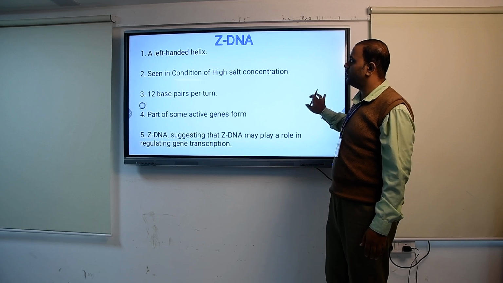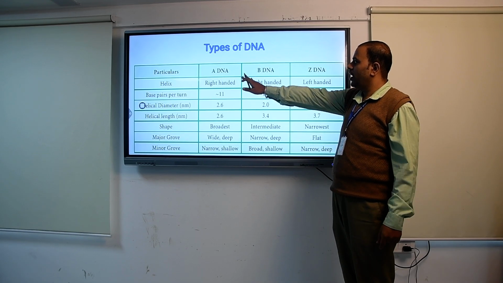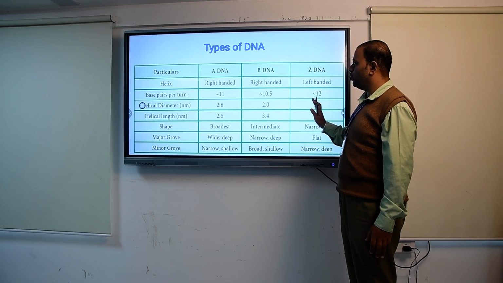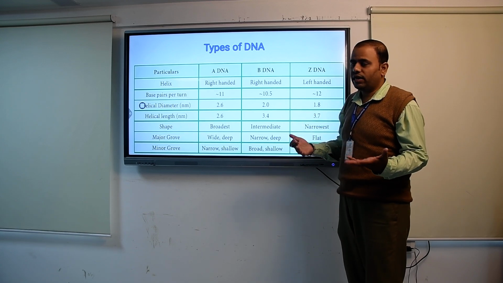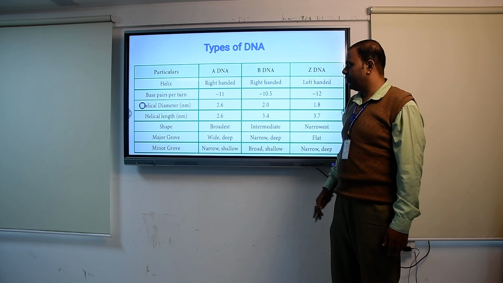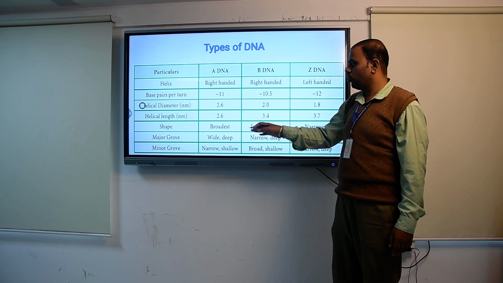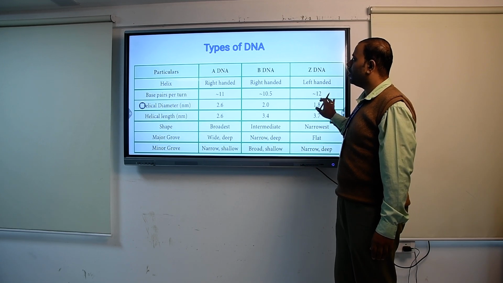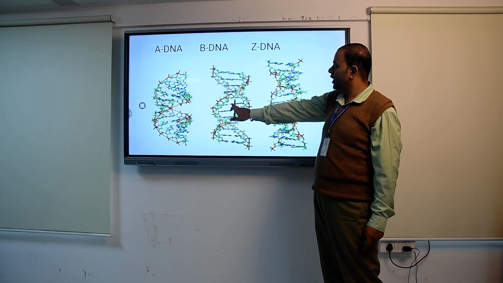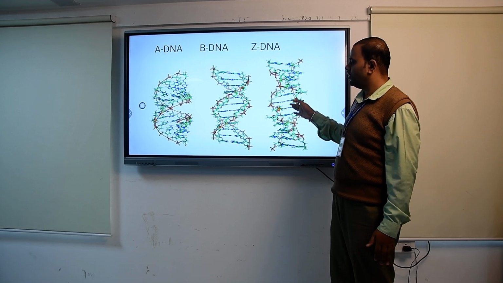So let us see in one shot the comparison between the DNA forms. You can see here helix A is right-handed, B is right-handed and Z is left-handed. So Z is one of the DNA helices which is not seen regularly. Then there are base pairs per turn shown here. Then helical diameter, helical length, shape. Out of that, the broadest is the A DNA. Then major grooves and minor grooves. Let's see the structure, how it looks. You can see the A DNA, B DNA and Z DNA. A DNA is much broader, whereas Z DNA is much narrower.